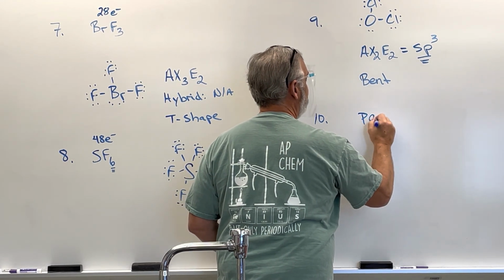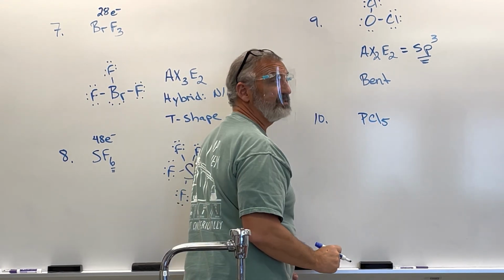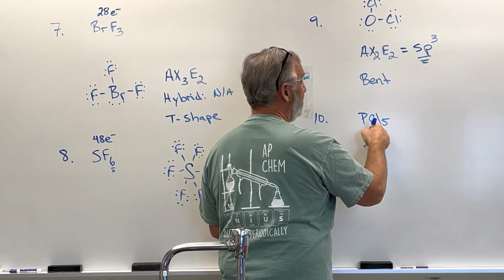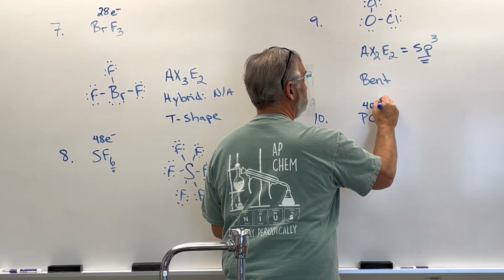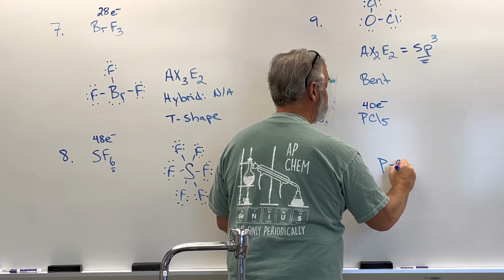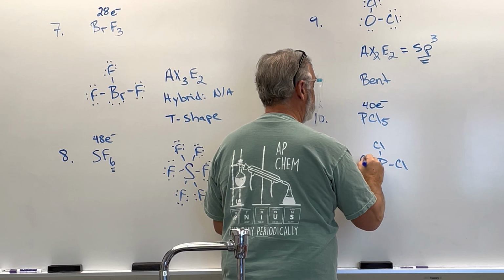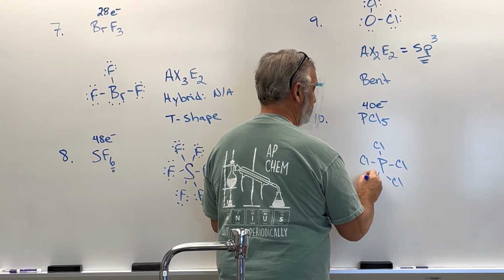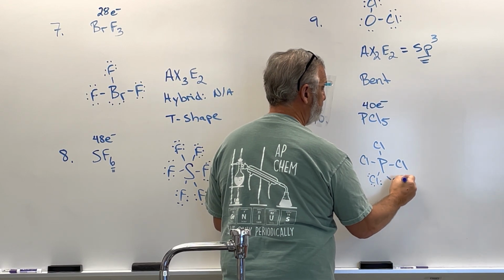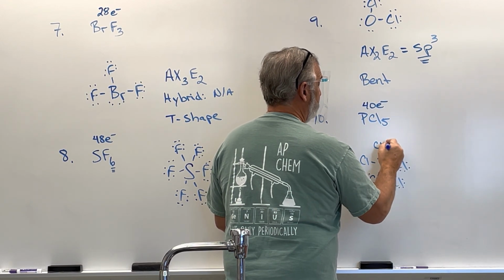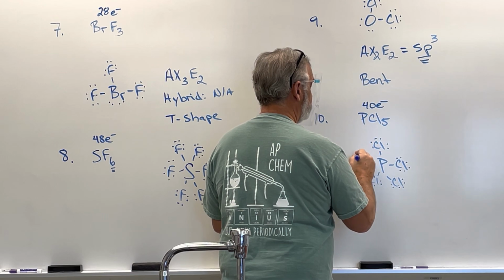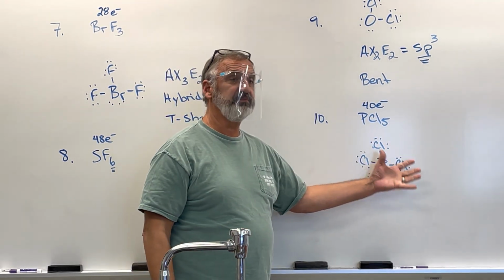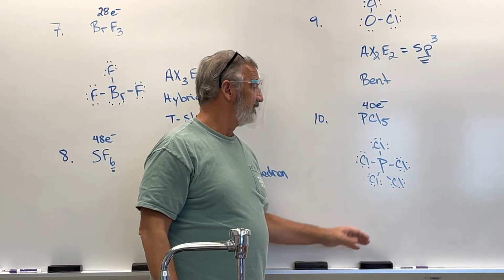PCl5. That's going to be another expanded octet because I have more than 4 things around it. So if I count my electrons, it's 35 plus 5, I have 40 electrons. Phosphorus, chlorine, chlorine, chlorine, chlorine, chlorine. 2, 4, 6, 8, 10, 12, and so on up to 40. It all works out nice and dandy. Everything's got 8. All single bonds.